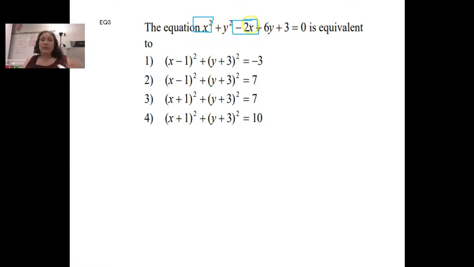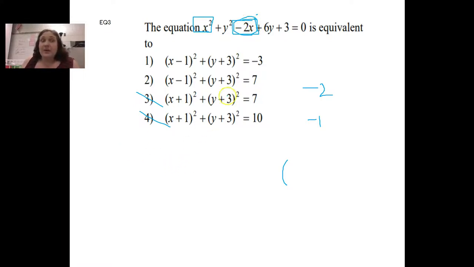We know that when we use the hack, we always take this number, this negative 2, and we always divide it by 2. So negative 2 divided by 2 would give me negative 1. Now, with that being negative 1, I know that my center, I don't even have to worry about it. So I know it's going to be negative 1. So I'm going to immediately eliminate number 3 and number 4. Because all I did was I took this number right here and I divided it by 2, and that allowed me to eliminate numbers.